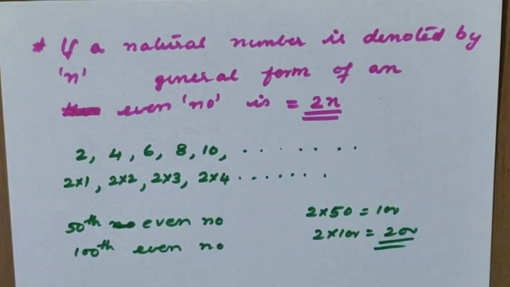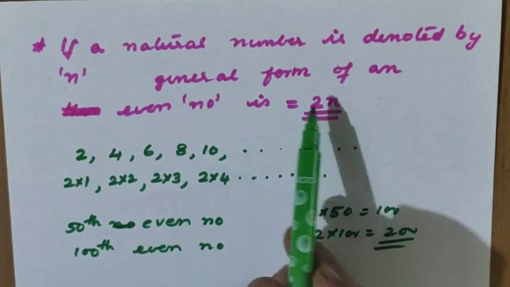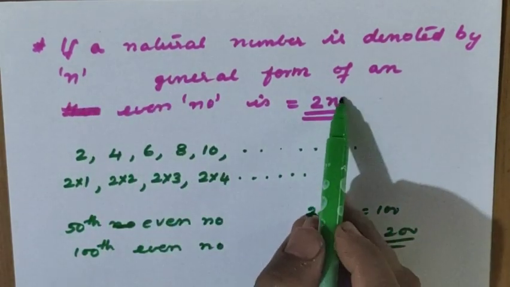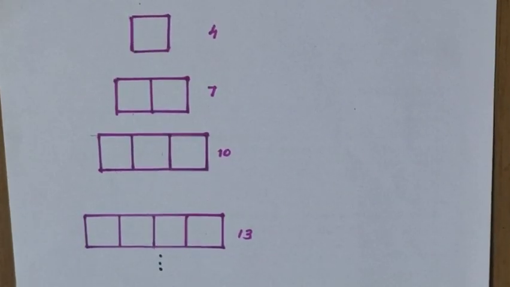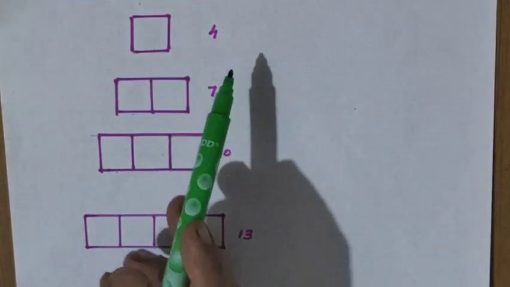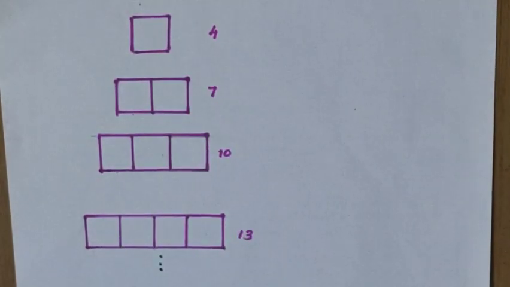Like that we can calculate any number from this group. That is why this is a rule for even numbers. Which is the rule? 2n is the rule for even numbers. Now see, we have already seen the rule for even numbers. Now we are getting a number pattern 4, 7, 10, 13, like that.